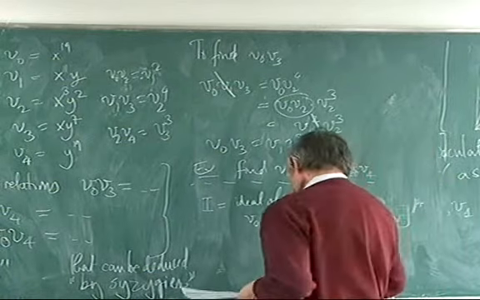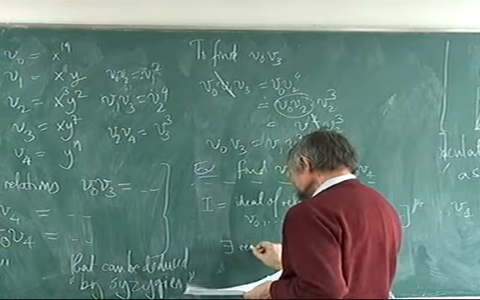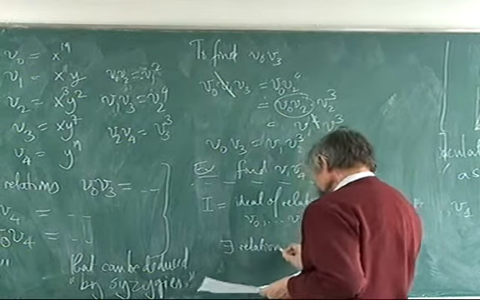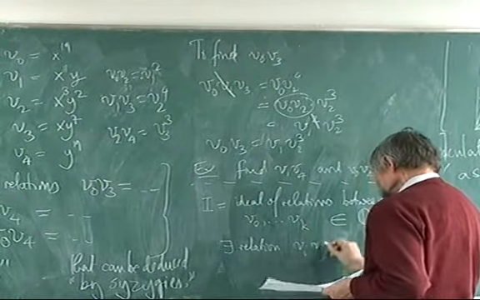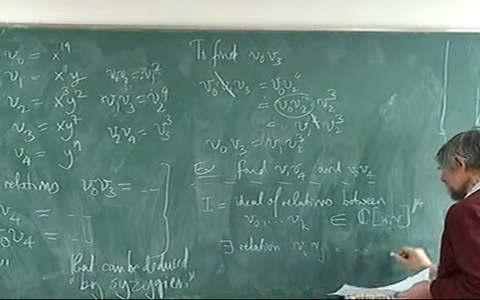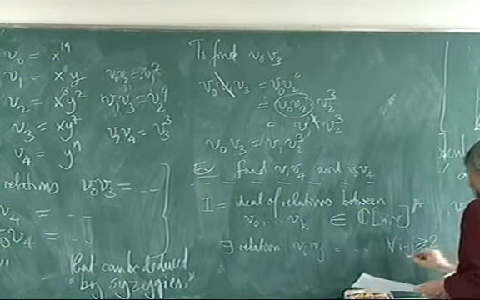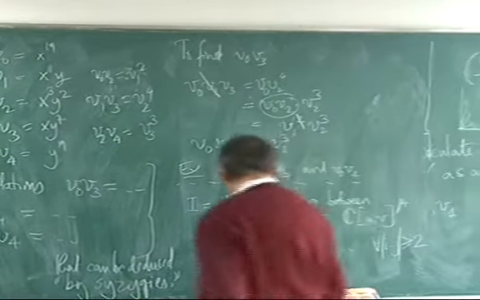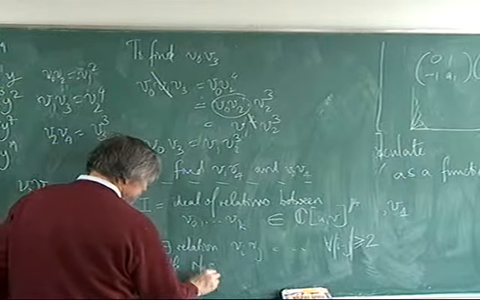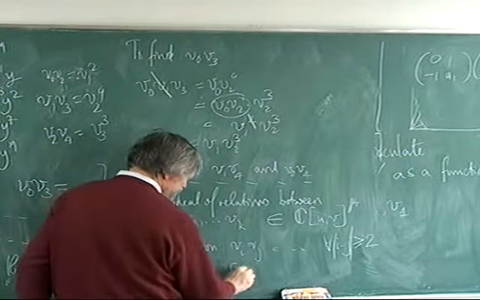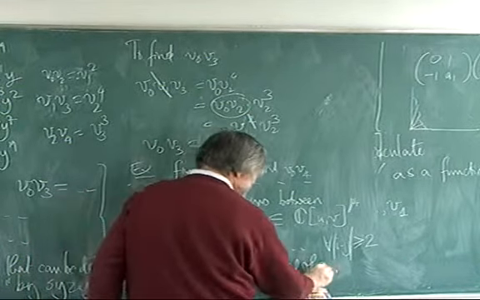And so I say that there is a relation, the relation ViVj equals something, for all i minus j greater than or equal to 2, with the right-hand side consisting of adjacent monomials.